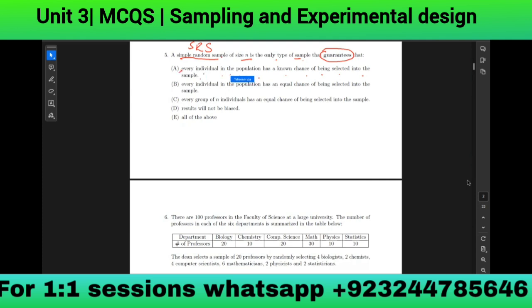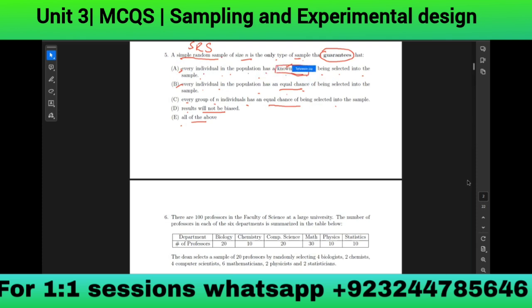The second option is, every individual in the population has an equal chance. There is the word known chance, and there is the word equal chance. Option C: every group of any individuals has an equal chance of being selected into the sample. Option D: results will not be biased. Option E: all of the above. So in option A, they're saying every individual in the population has a known chance, but it is not necessary that everyone is known to us.